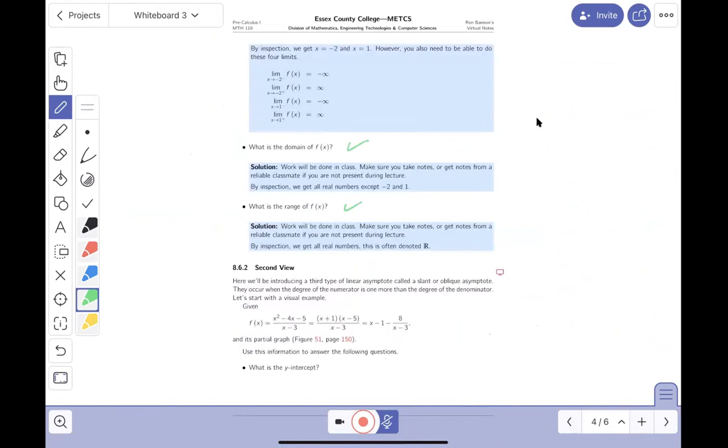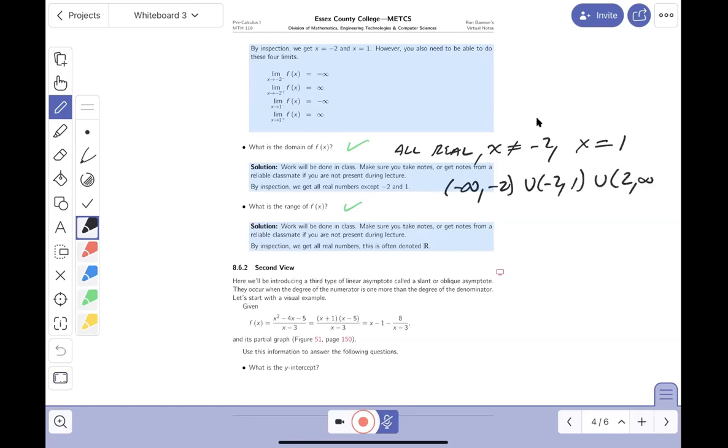Domain is fairly easy, and I want to point out why that is. If you look back at the original function, I can't divide by 0. So I'm going to just simply say all real numbers. And where was the division by 0? At -2 and at 1. If you want to write down the interval notation, it could be minus infinity up to -2, union -2 up to 1, union 1 to infinity.